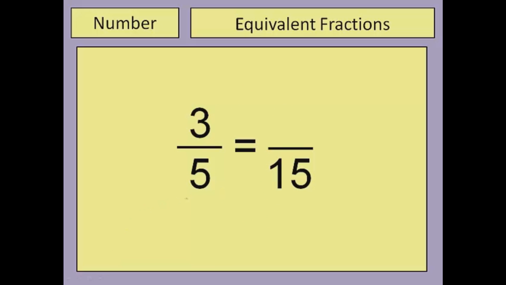Right, let's look at a slightly different one. What if we're dealing with fifths and 15ths? Well, the link between 5 to 15 is multiplied by 3, and if I want to keep these fractions equivalent, to find the missing number I times by 3 on the top as well, and 3 times 3 is 9.